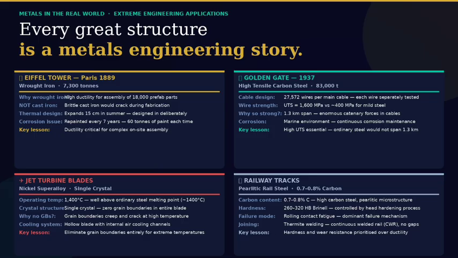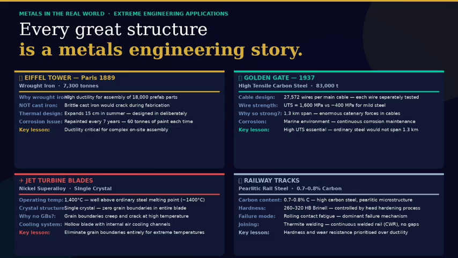Real-world structures, 4 structures, 4 different alloys, 4 different engineering challenges. The Eiffel Tower used wrought iron, not steel. Ductility was essential for assembling 18,000 prefabricated parts on site. Brittle cast iron would have cracked. The tower also expands 15 centimeters in summer, deliberately accounted for in the original design.